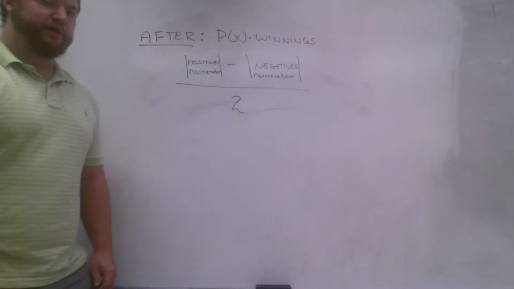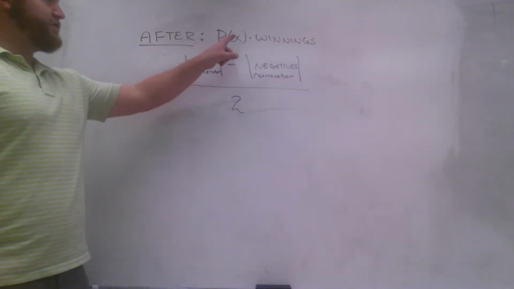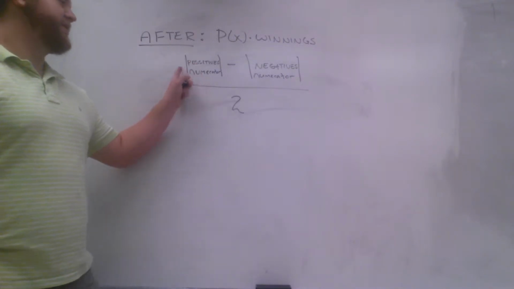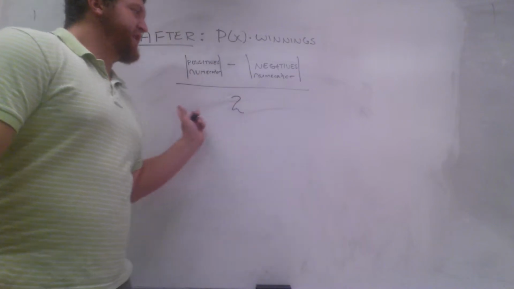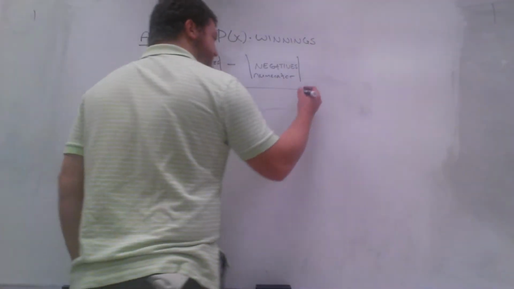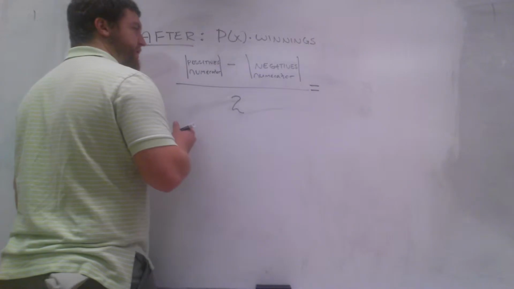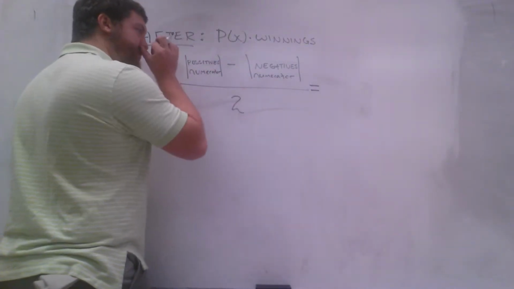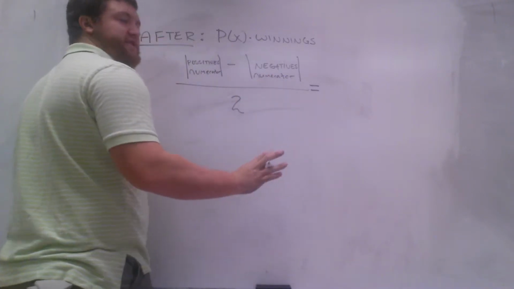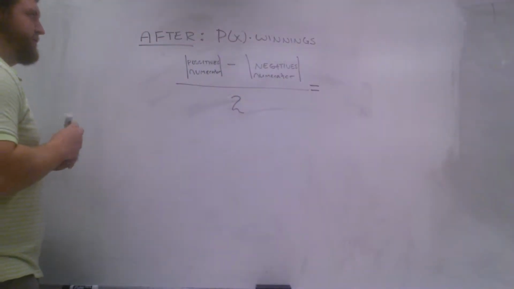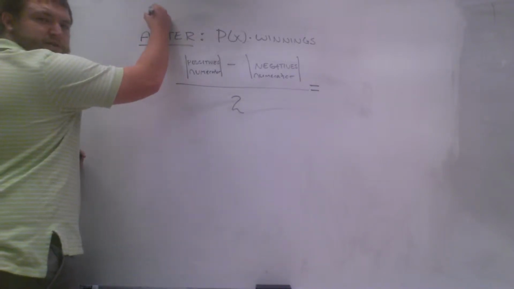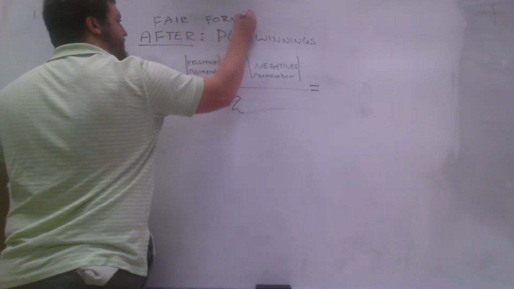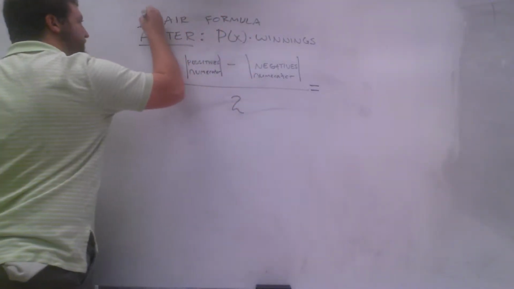In case you can't see, after you do your PX times your winnings, you take the absolute value of your positive numerators minus the absolute value of your negative numerators, divide by 2. Then you take whatever that number is and subtract it from your negatives and add it to your positives. But we'll do that as a class, so just get that for now. And I'm going to put this as the fair formula. Write that down.